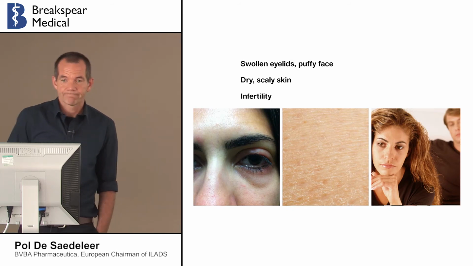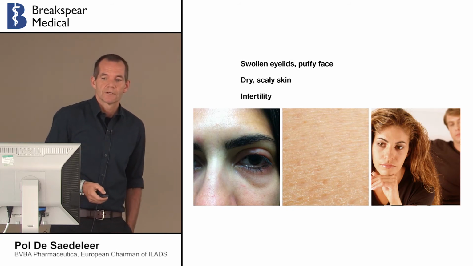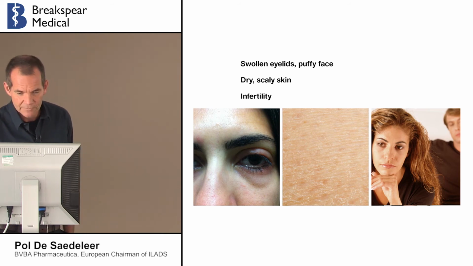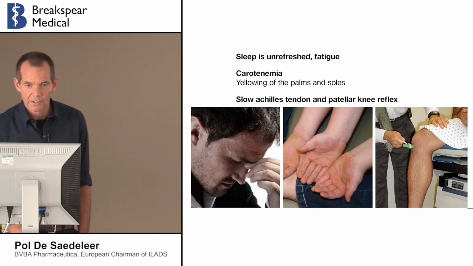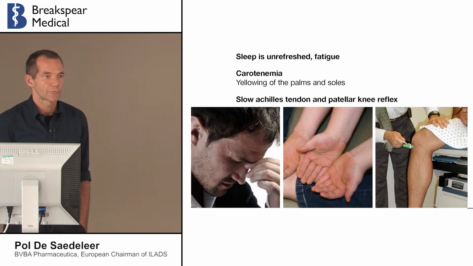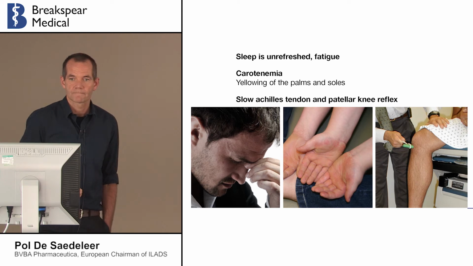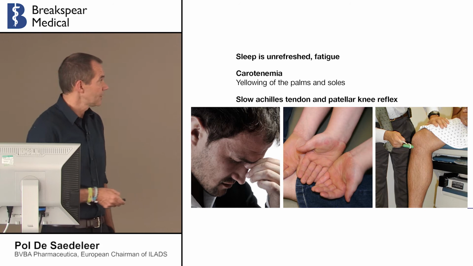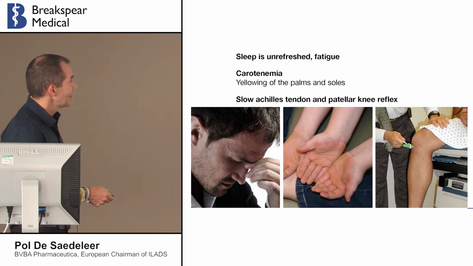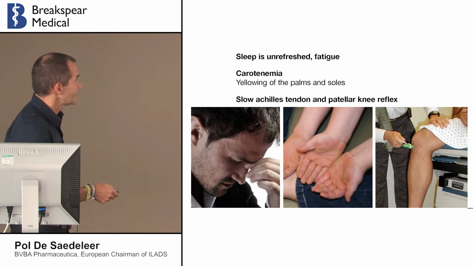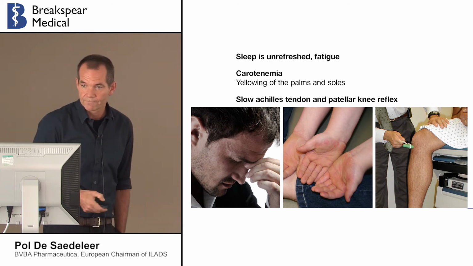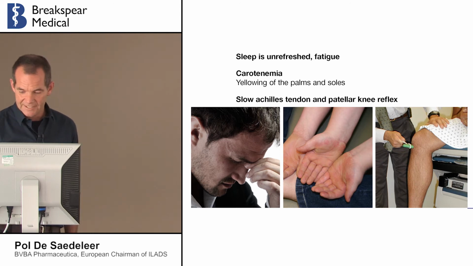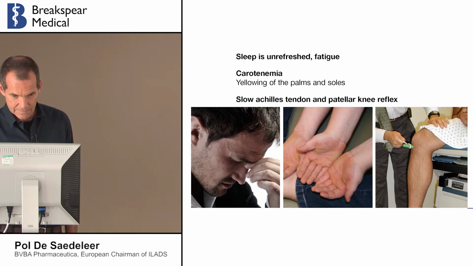Swollen eyelids, especially in the morning, dry skin, infertility, all symptoms we see in poor thyroid activity, but also a sleep that is unrefreshed, always fatigued. Also common in our patient is the yellowing we see in hand palms and soles, and a delayed Achilles tendon reflex and knee reflex.